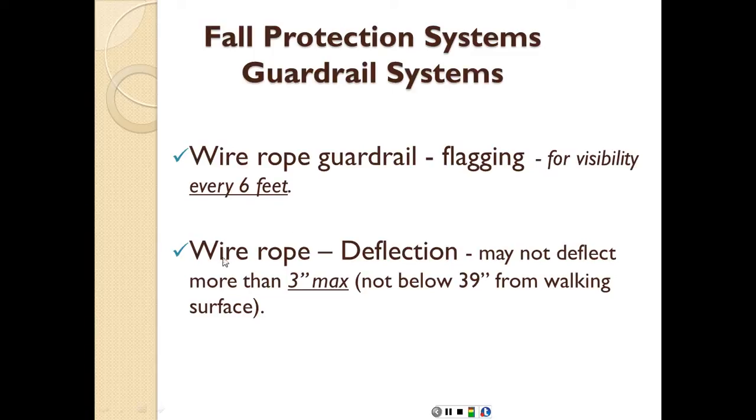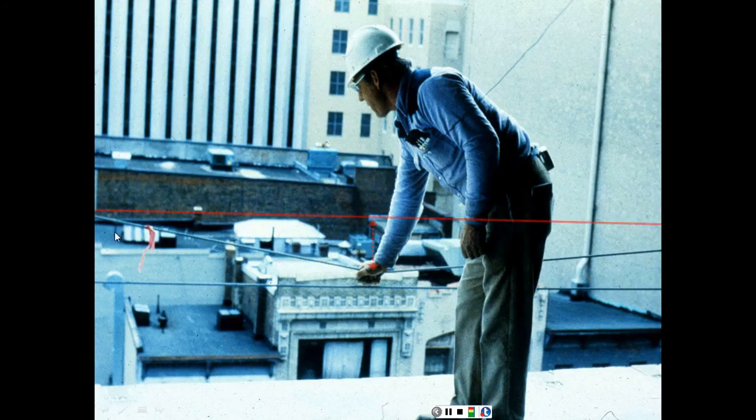The wire rope deflection may not be more than 3 inches maximum, so not below the 39 inches. So you're going to install it at 42 inches, and when you pull it down, it should not deflect more than 3 inches, so the bottom is going to be at the 39, satisfying the 42 plus or minus 3 inches requirement. So here, for example, we have a wire rope, but obviously that is more than 3 inches, and it's not properly flagged every 6 feet.